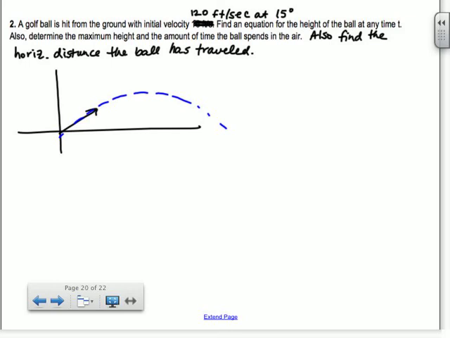Okay, so first you need to come up with the vertical and horizontal initial velocities. So you have 15 degrees. It's not going to work out as nice as 30 degrees since that was something on our unit circle, right? Okay, so the horizontal initial velocity would be cosine of 15 degrees times the 120 feet per second. And our vertical would be sine of 15 degrees times the 120 feet per second. Make sure you're in degrees on your calculator.